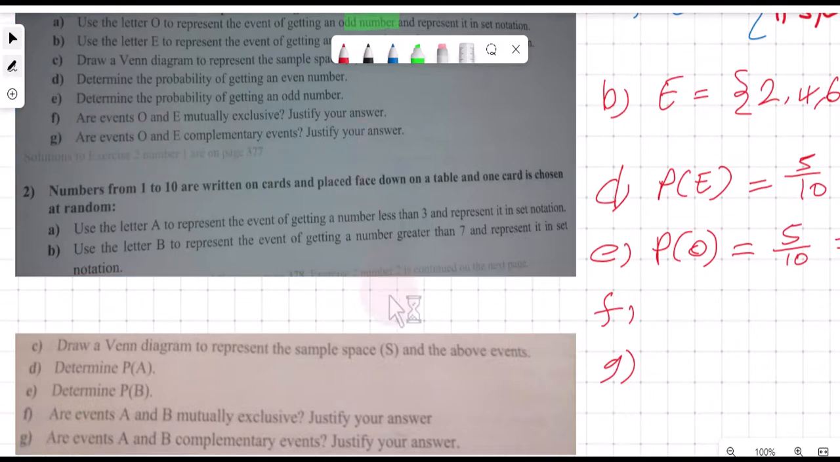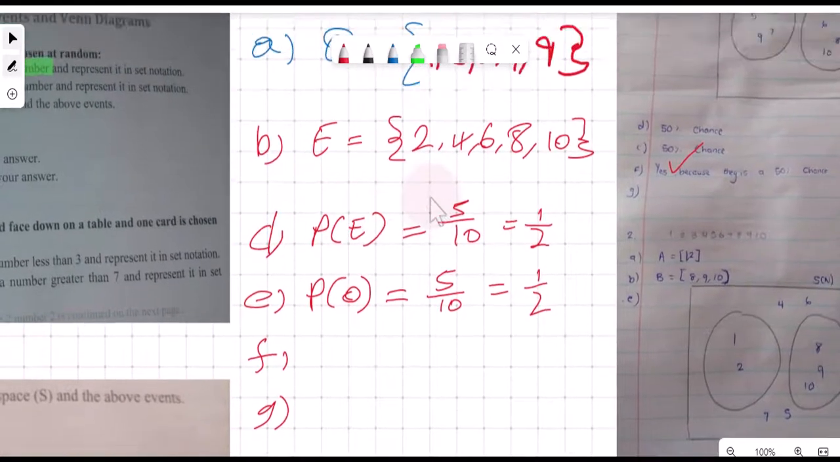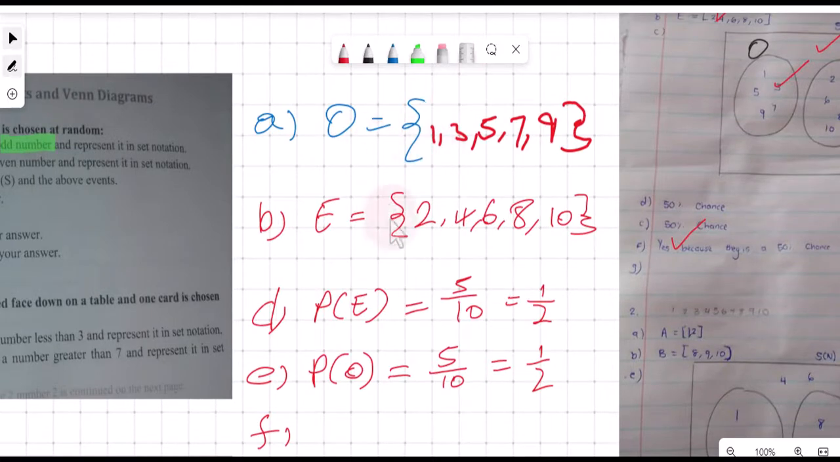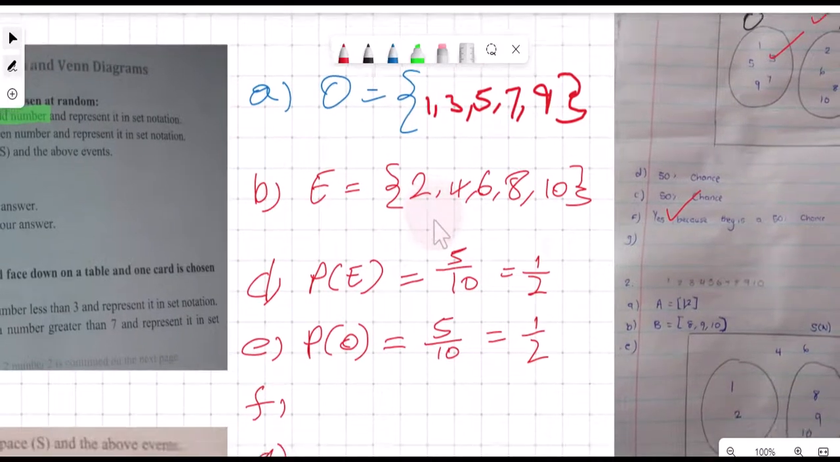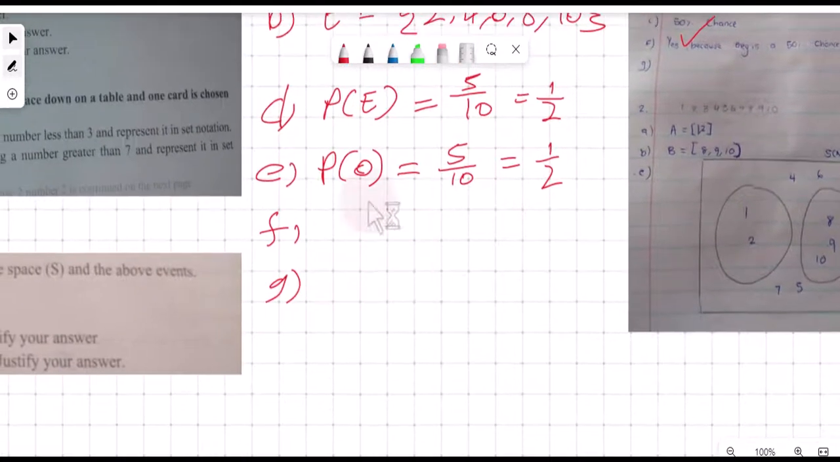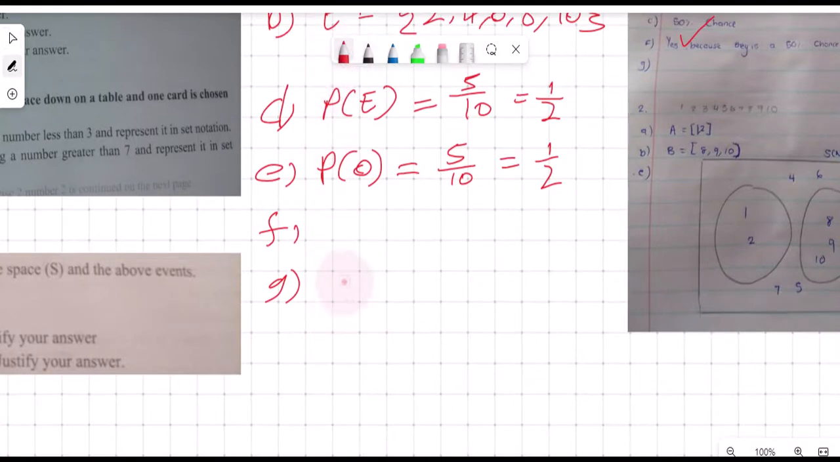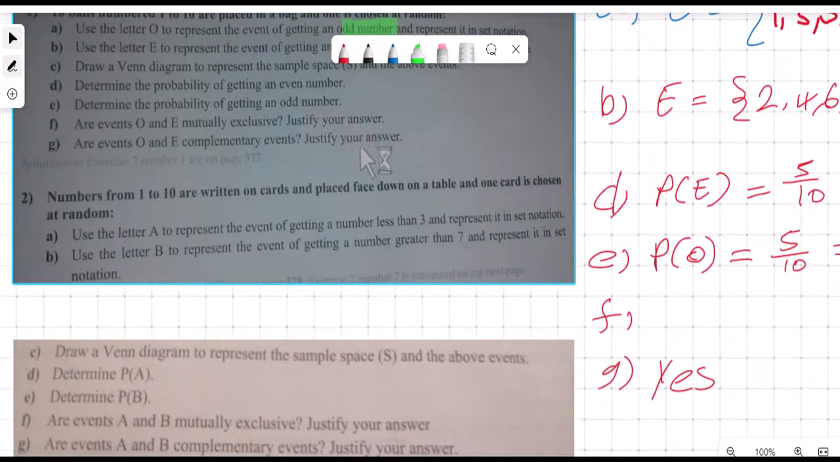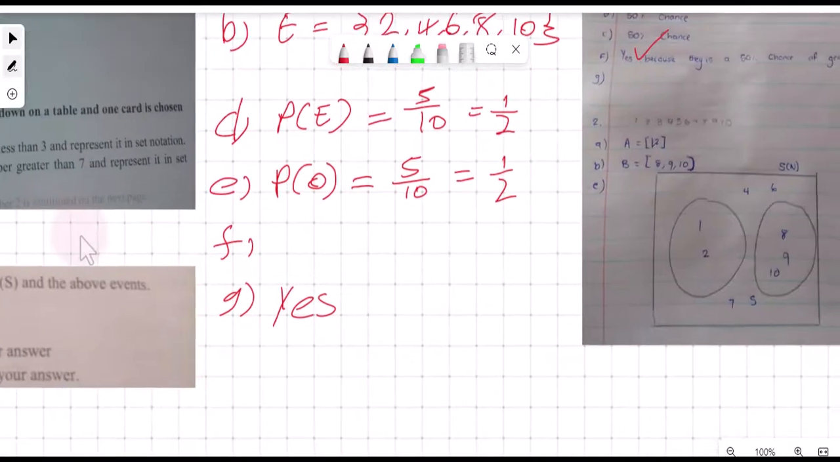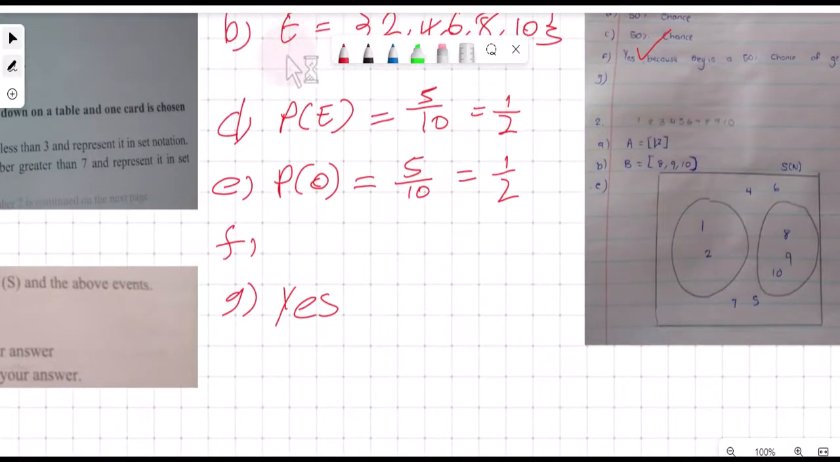If you don't get an odd number, you will get a what? An even number. So it means these two are complementary events. The answer will be yes. Then if they say justify your answer, what would you say? If I don't get an even number, I get an odd number.